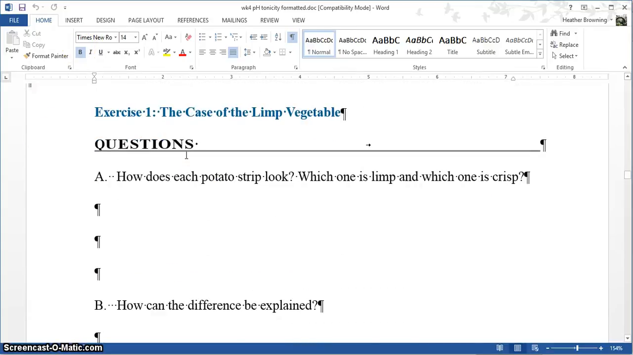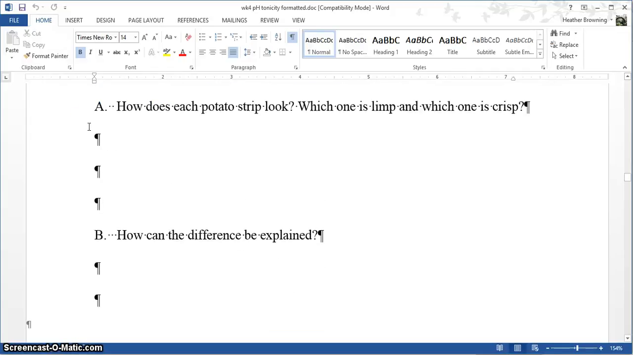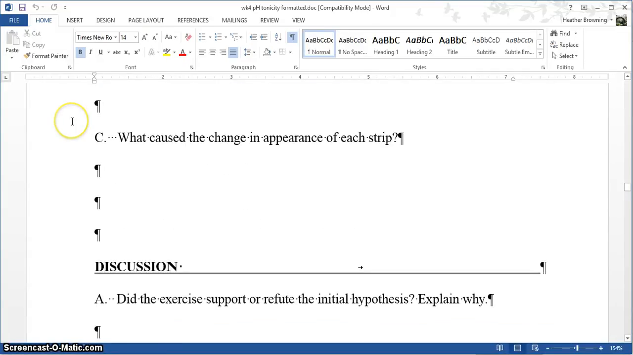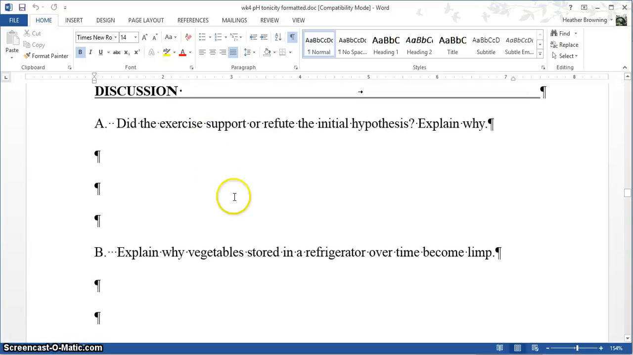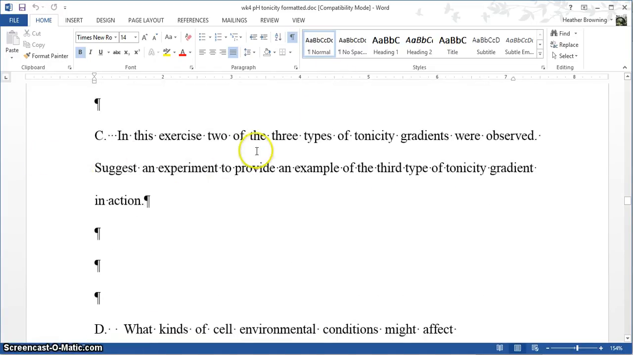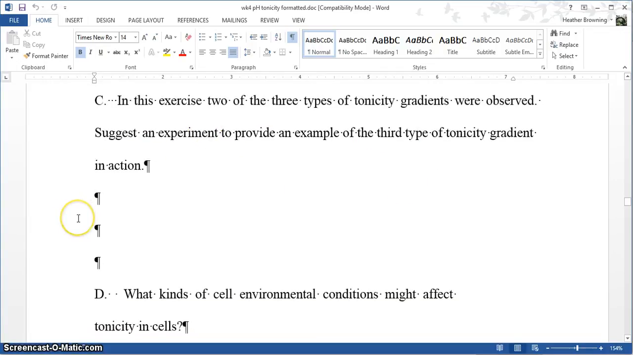And then the case of the limp vegetable. They had fun. So how does it look? What explains this? Which we said the hypo, right? And what's behind that? And then what caused it? Discussion. Did it support or refute? Explain why your refrigerator does this. 2 types of tonicity. Explain. Suggest an experiment. So come up with an experiment.